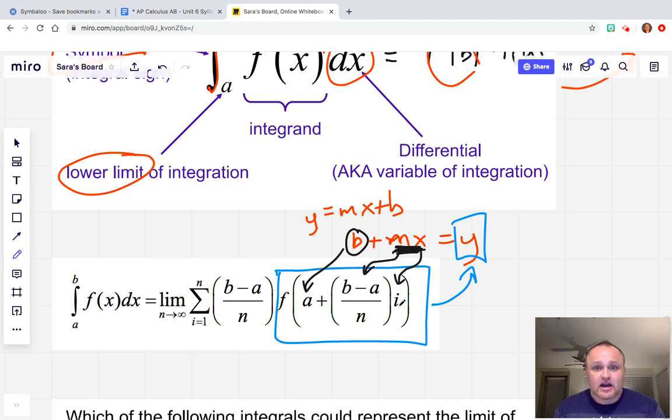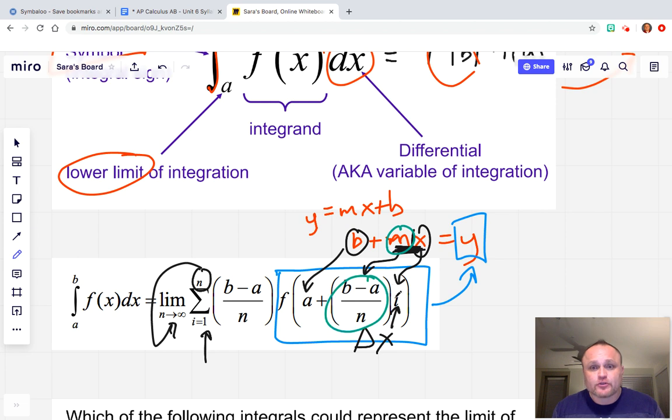So x is to i as m is to b minus a over n, okay? So this is like delta x, if you will. Each x jump was that i jump, like the first jump, the second jump, the third jump, all the way to the nth jump, which here is saying to the infinite jump, or the infinite rectangle. And again, this m is just talking about how much you're changing each time, each jump.